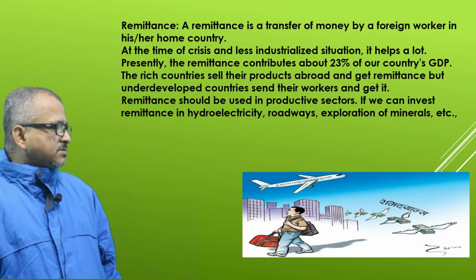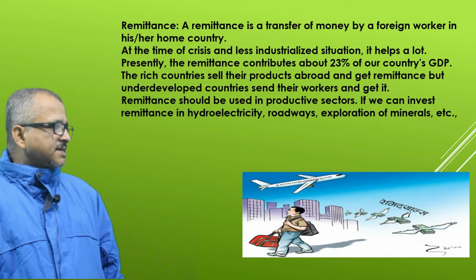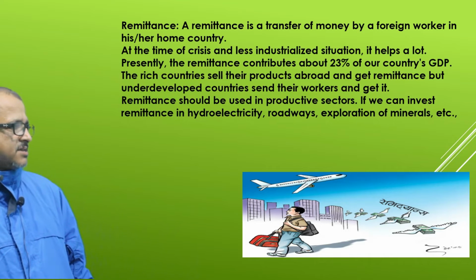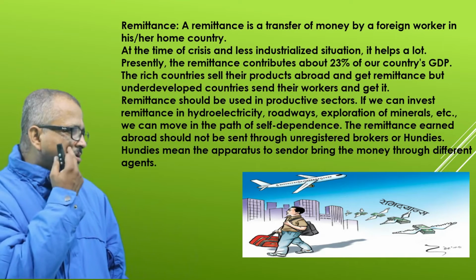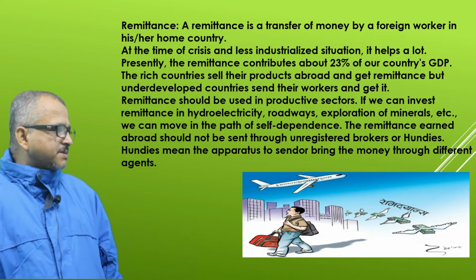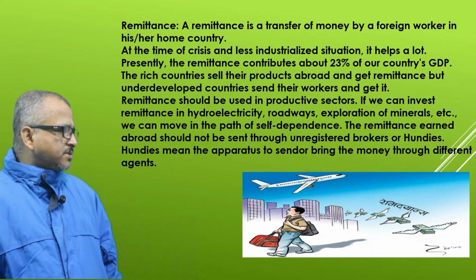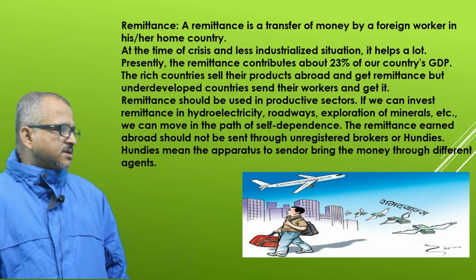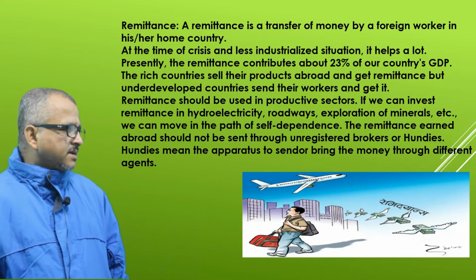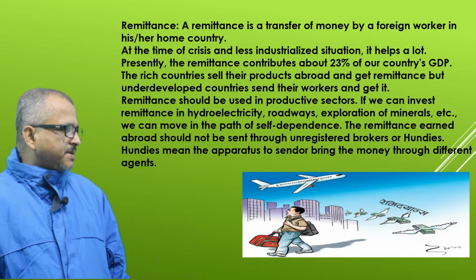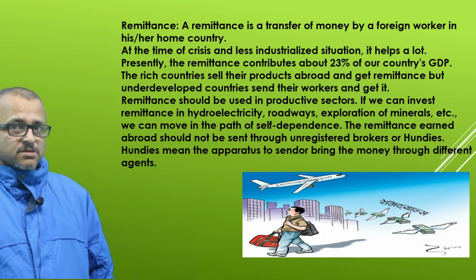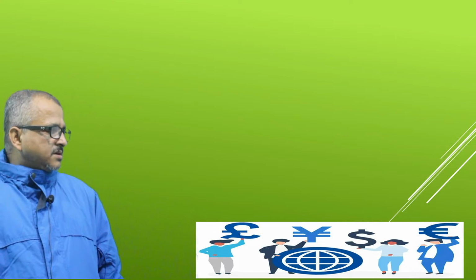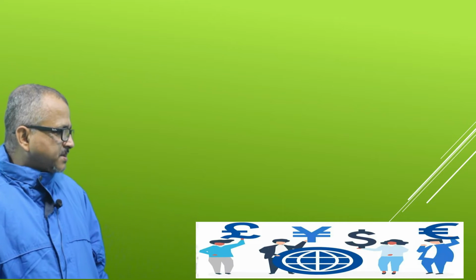So remittance should be used in productive sectors. It can be invested in hydroelectricity, roadways, exploration of minerals and those sorts of work. We can move on the path of self-dependence. The remittance earned abroad should not be sent through unregistered brokers or hundis. Hundi means operators who send money through different agents. So when sending money, we have to send it through government channels. You could see foreign exchange here, different types of money of the world.